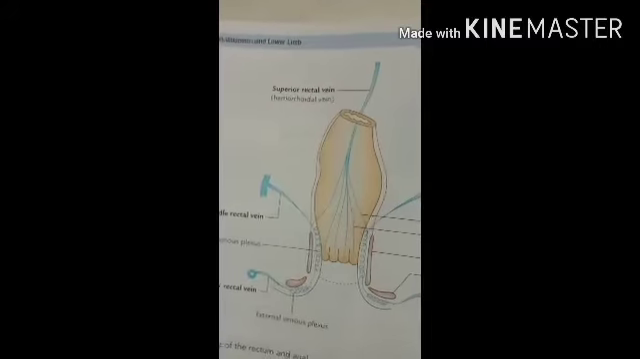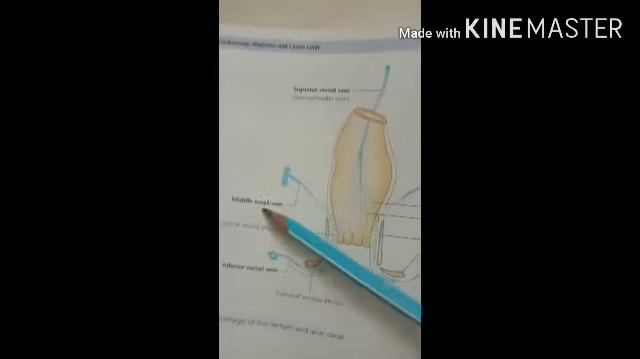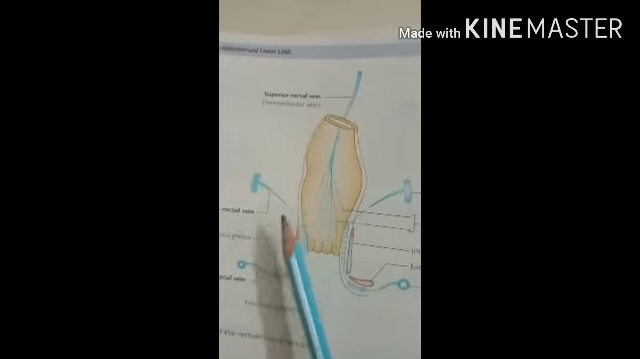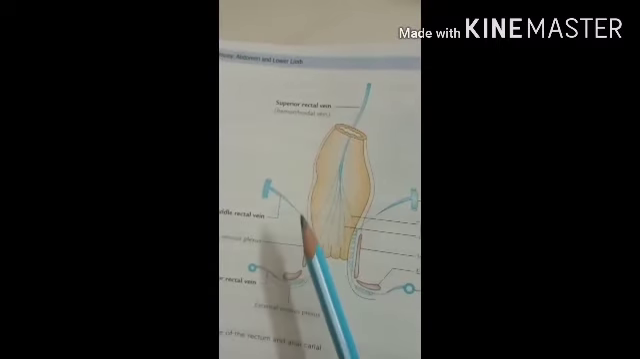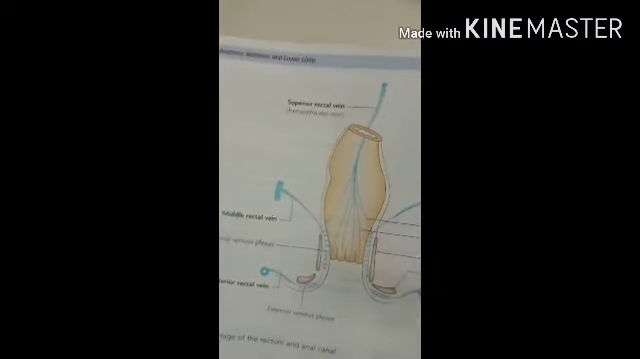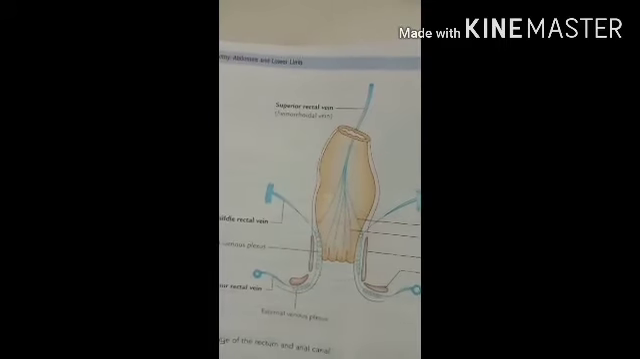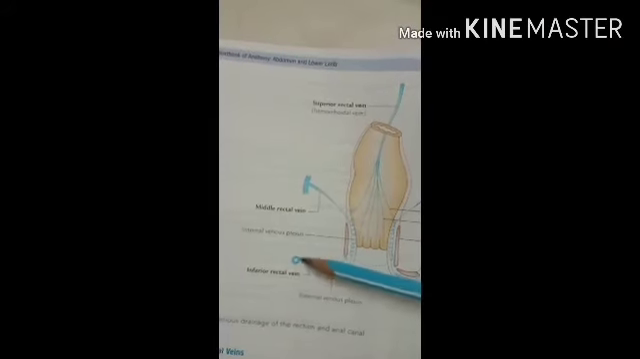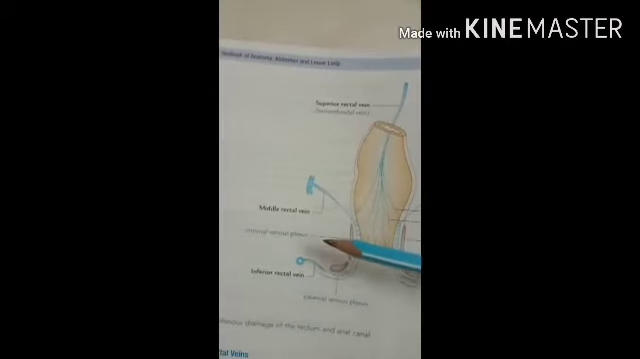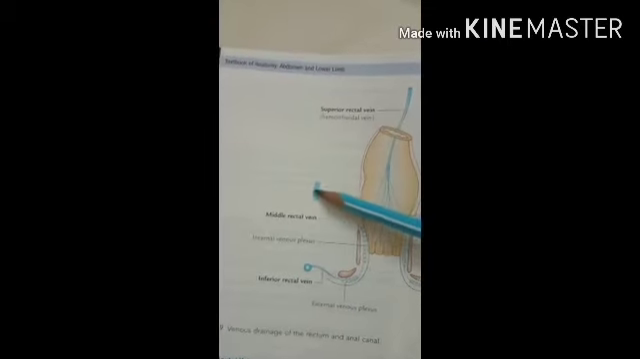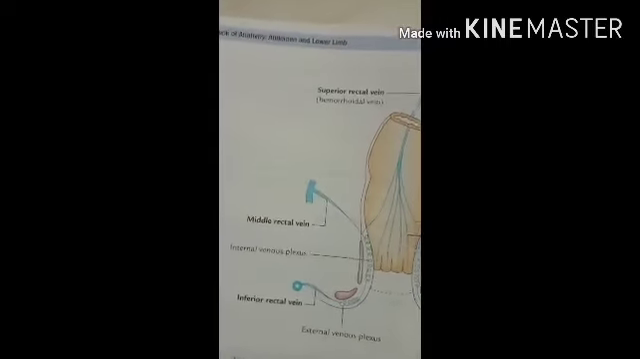Then the next, the middle rectal vein. Here is the middle rectal vein. The middle rectal vein drains chiefly the muscular wall of the ampulla and opens into the internal iliac vein. And the internal iliac vein drains into the inferior vena cava, meaning it drains into the systemic circulation. And the inferior rectal vein, this one, again drains into the internal venous plexus, which drains into the middle rectal vein and into the internal iliac vein.